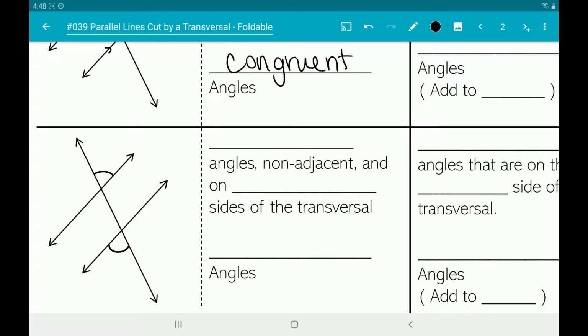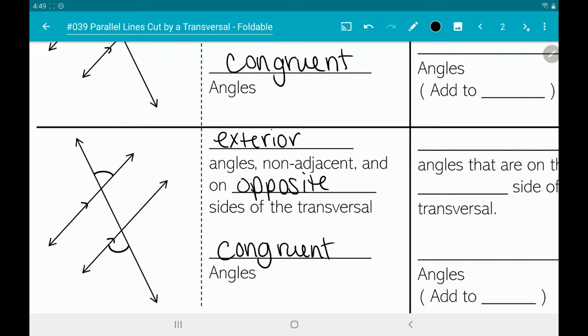Now, bottom left corner, these are exterior angles. You can see they're on the outside of these parallel lines, okay? And they are on opposite sides of the transversal. You see one's on the left over here, one's on the right. If you want to call it top and bottom, that's fine. They're on opposite sides either way. And since these lines being intersected are parallel, and we have these alternate exterior angles, these angles are congruent. So anytime you have two parallel lines being intersected by a transversal and you have alternate exterior angles, they're going to be congruent.